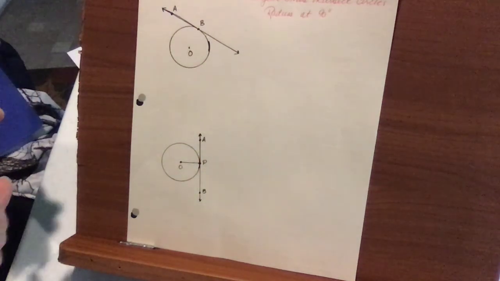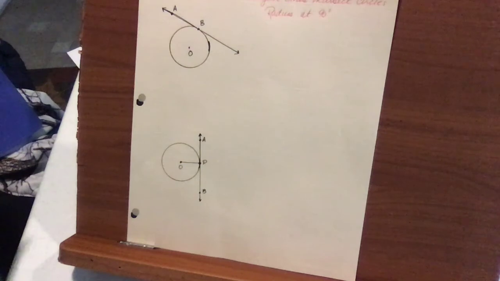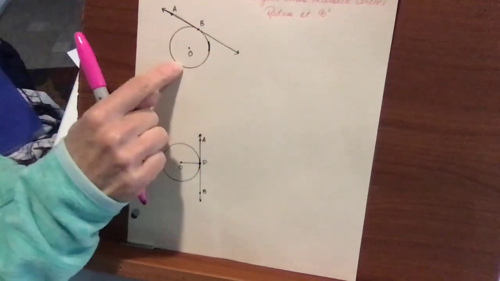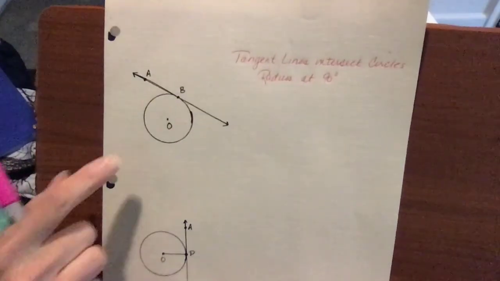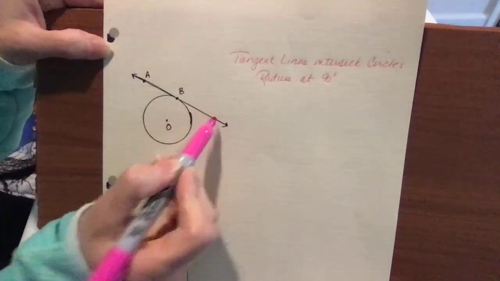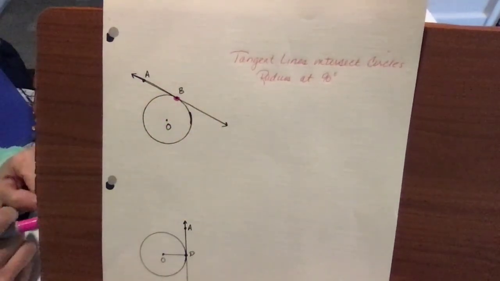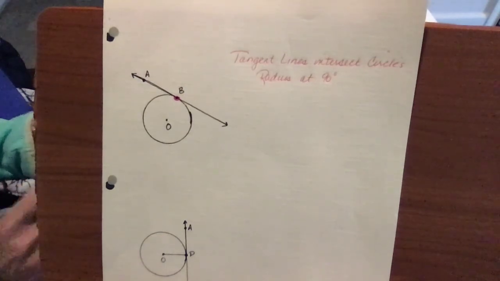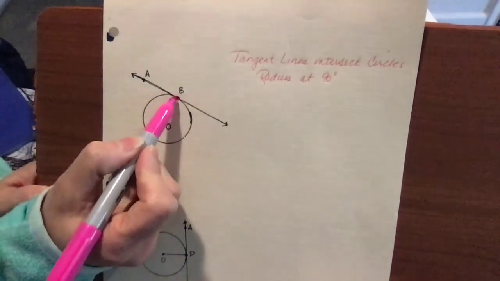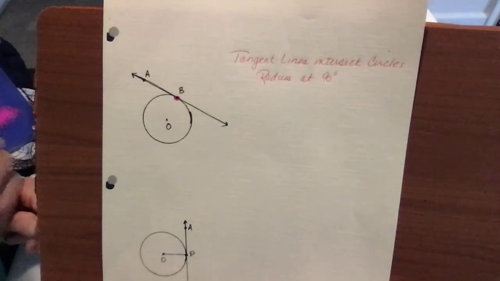All right, we're going to look at tangent lines and circles today. So here's our circle O. I'm a little closer for you to see. And line AB is a tangent. What that means is that this line, which could also be a segment or a ray, doesn't matter which one, hits the circle in exactly one point on the circle.